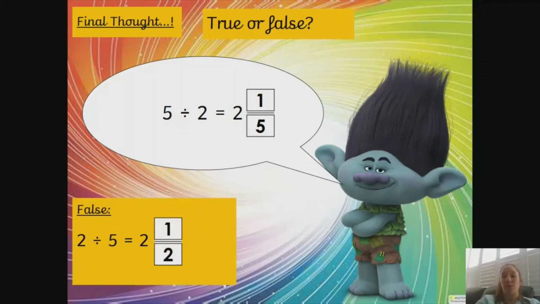The answer is false. Because, well, I've written it the wrong way around. Because 5 divided by 2 is 2 1/2. Okay, so it's just been written the wrong way around. So it's not 2 1/5. It's 2 1/2. 1 over 2. Because 2 goes into 5 2 times, and there's 1 left over.